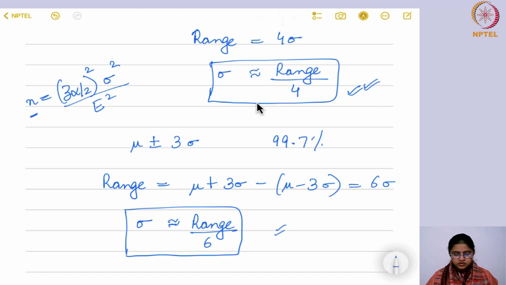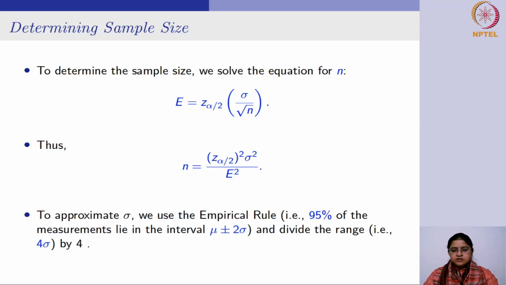Okay, so the approximate value that you calculate for sigma, you have the range, you just divide it by 4 and you will have the answer to that. So let us consider an example for that. You can see that same thing I have written over here. To approximate sigma, we use the empirical rule, that is 95% of the measurements lie in the interval mu plus minus 2 sigma, and divide the range. The range came out as 4 sigma, you divide it by 4. Okay, so then you can get sigma basically.